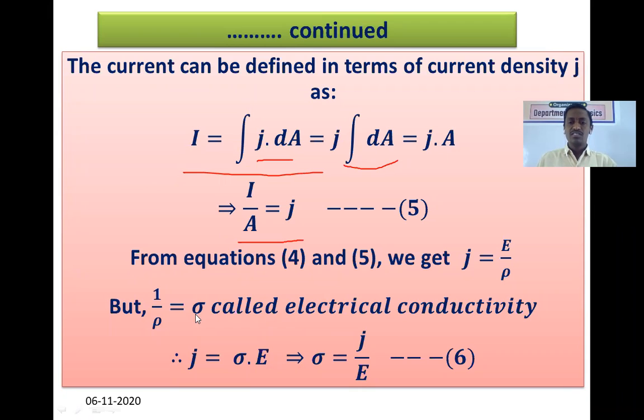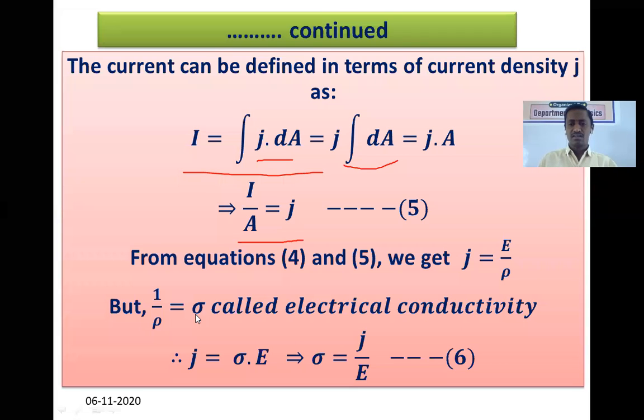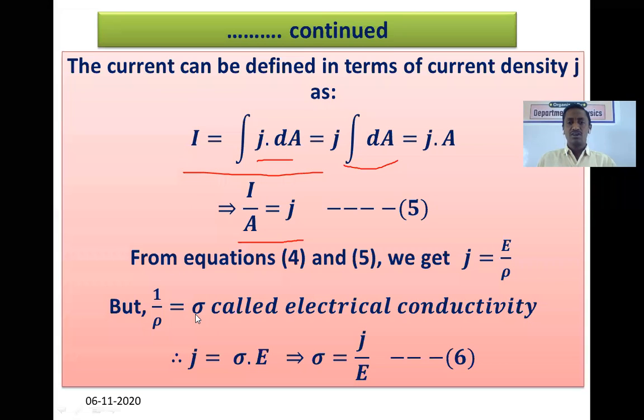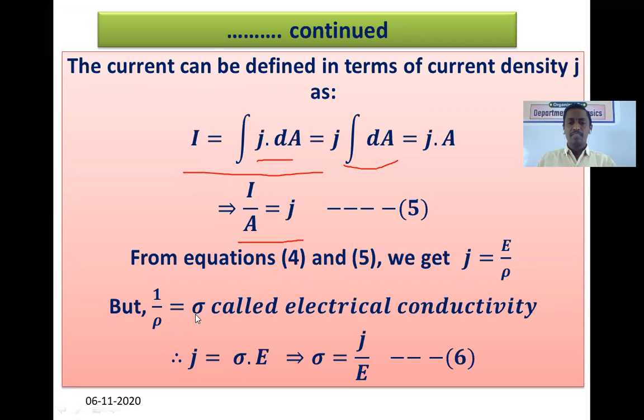Okay, so resistivity is the factor, or the ability of any conductor or any material, to oppose the flow of current through it. And electrical conductivity is the ability of a material or conductor to allow the current through it. Therefore both have opposite tendencies, and hence the reciprocal of resistivity is called conductivity.